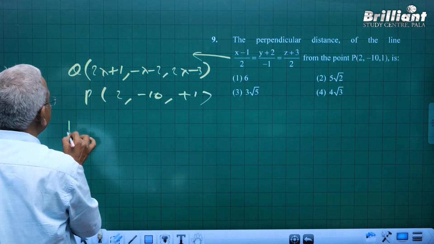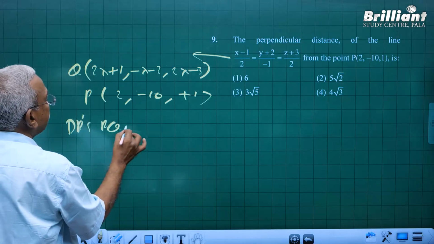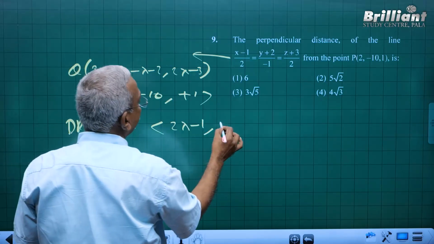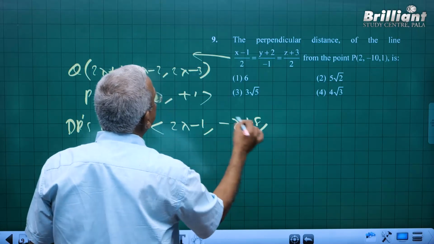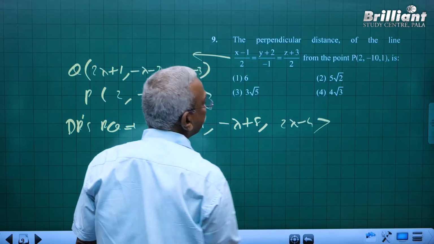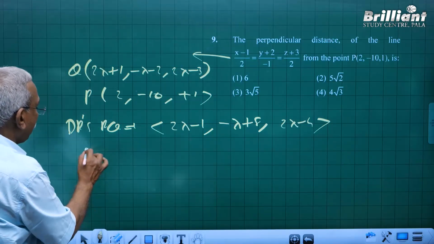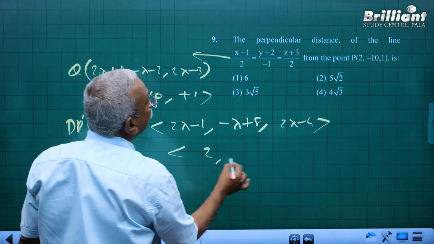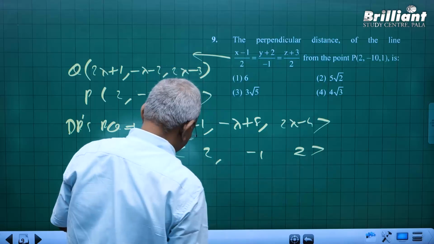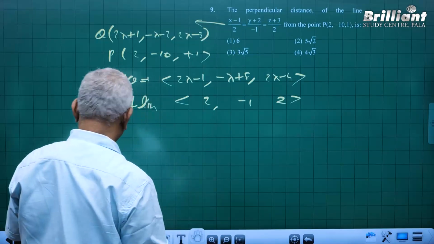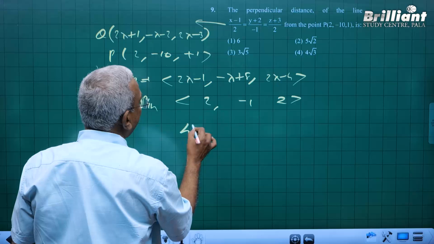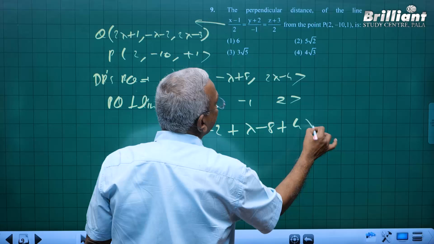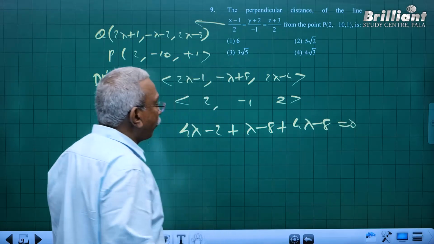So what about direction ratios? Direction ratios of PQ is very simple. It is in the form 2 lambda minus 1, and here it is equal to minus lambda plus 8, and here it is 2 lambda minus 4. This is the direction ratio. But this PQ is perpendicular to the line. That means the direction ratios of the line are 2, minus 1, 2. So we can see the product should be 0. So it is 4 lambda minus 2 plus lambda minus 8 plus 4 lambda minus 8 equal to 0. That allows us to find the value of lambda.